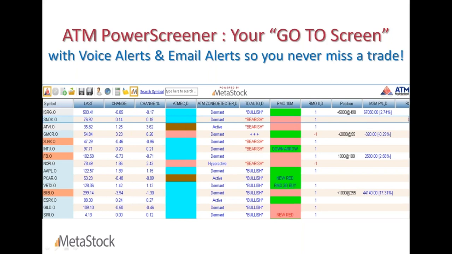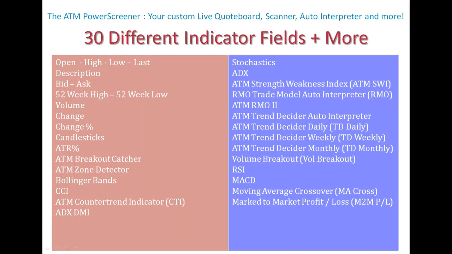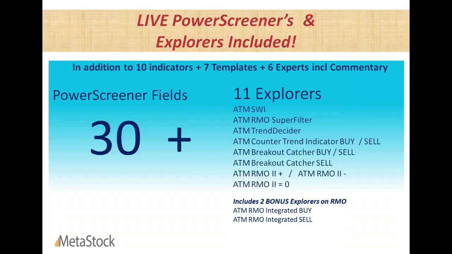It's really that screen which you jump to, your watch list, your quote board, call it what you want. But more importantly, you get even the background colors of the super filter, the breakout catcher, the works. So you have 30 different indicator fields I give you there, whether it's MACDs, Bollingers, breakout catchers, RSIs, all the ATM studies. And for example, you may be saying, I want to find stuff where the RSI is 20 and lower. You can run a scan for that. Or you don't have to run a scan. Build it in a power screener so that wherever they're 10 and lower, they flash right up. It's got features like auto sort and email alerts and voice alerts, which really are game changing.